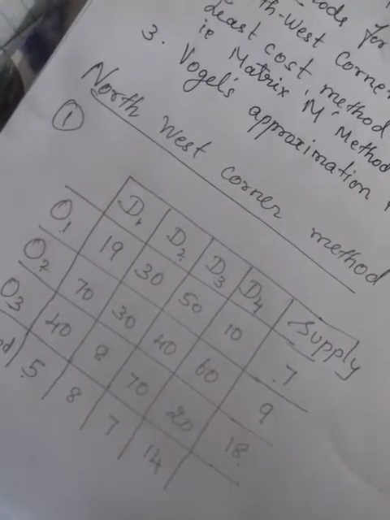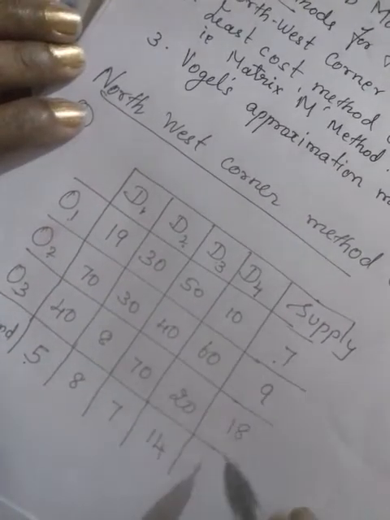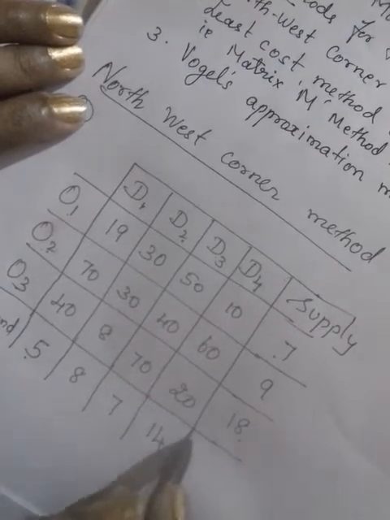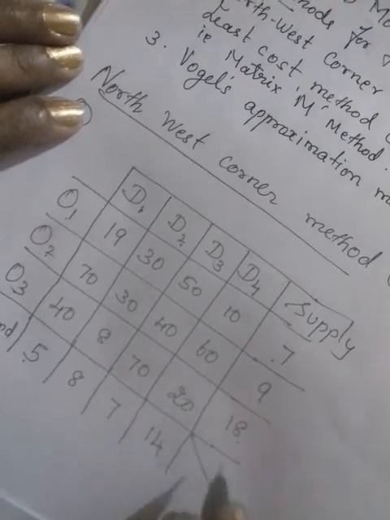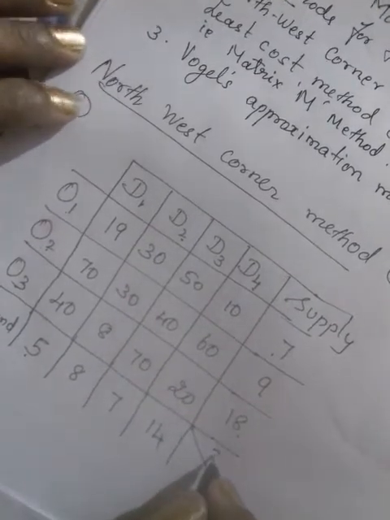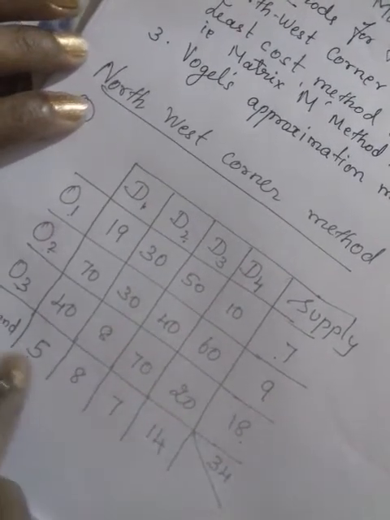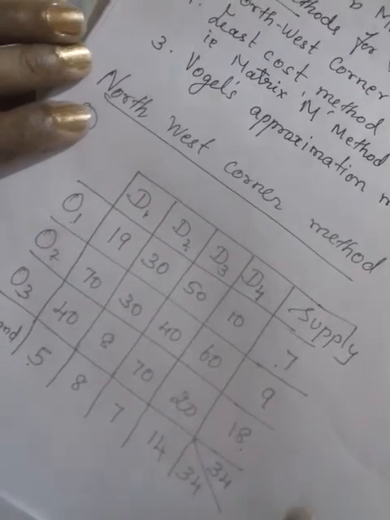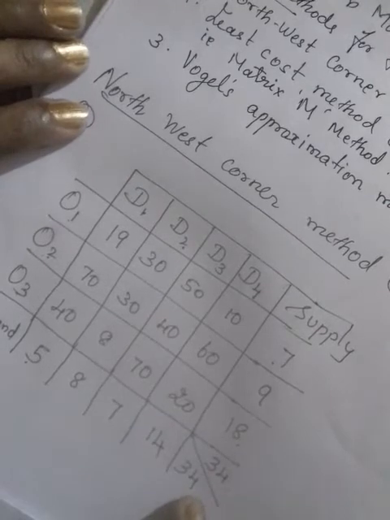The first condition you have to check: add these values and the total should be equal. Say if I add this I will get 34. If I add this I will get 34. So now the demand and supply condition is equal.